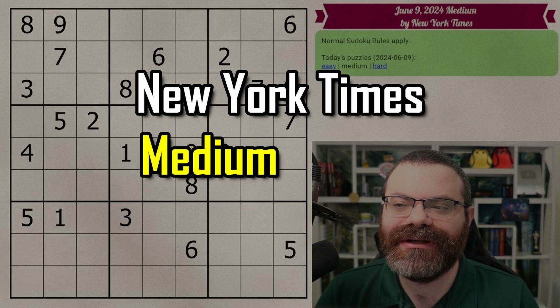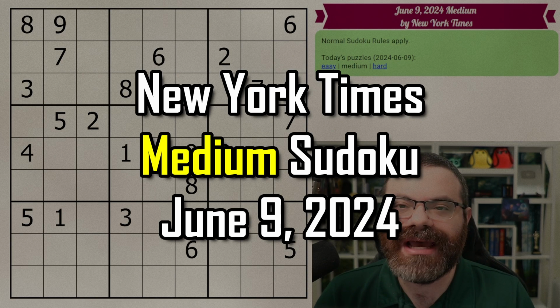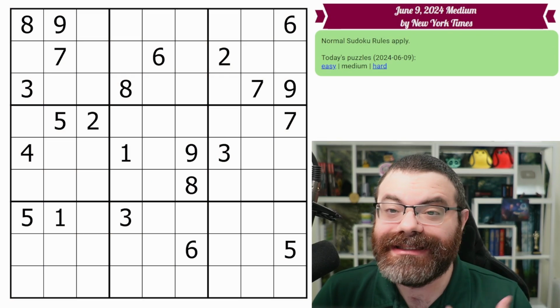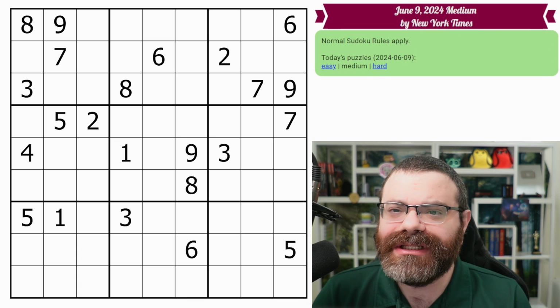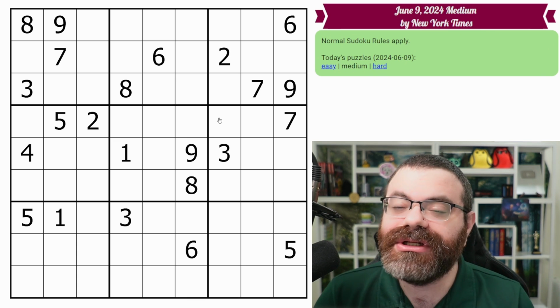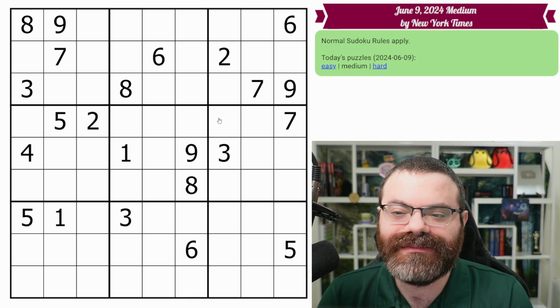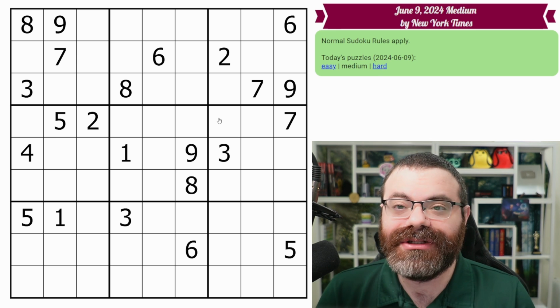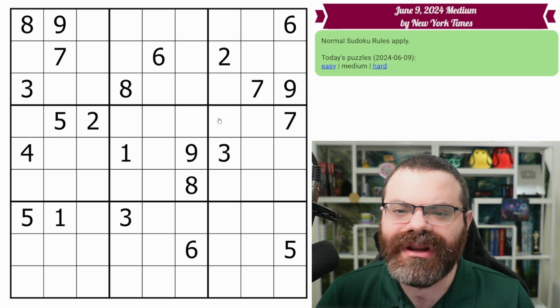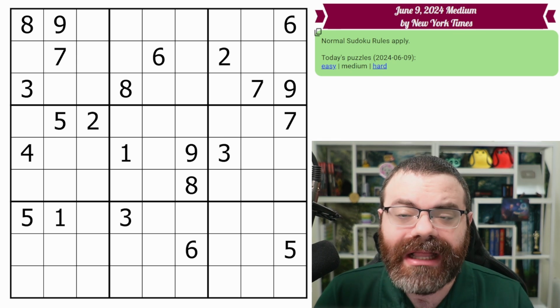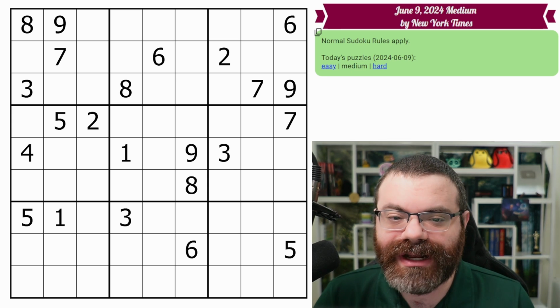Hello, let's do the New York Times Medium Sudoku for June 9th, 2024. As a teaching aid, I do use a somewhat systematic method to approaching the puzzle, which is also fun. If I use the word systematic, sometimes people think not fun, but this is actually a way that's more fun than you might think to approach a Sudoku. So I definitely recommend sticking around.